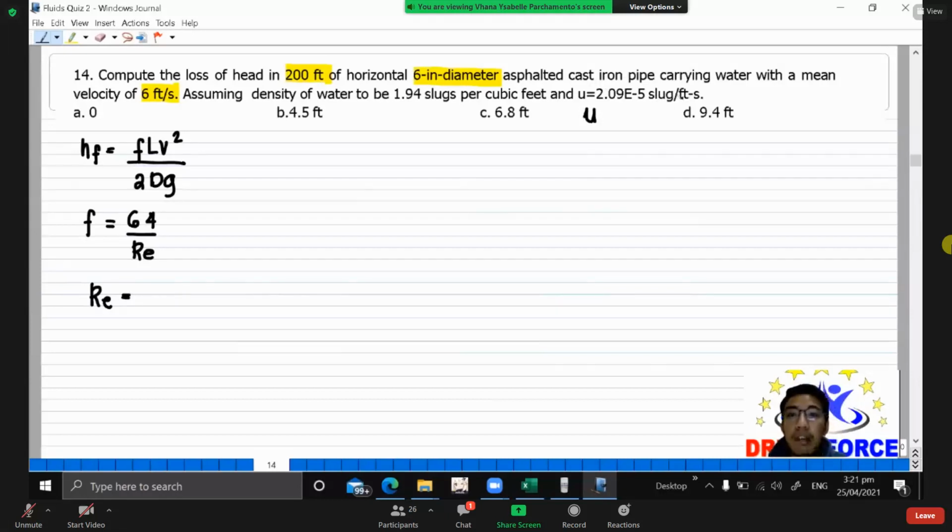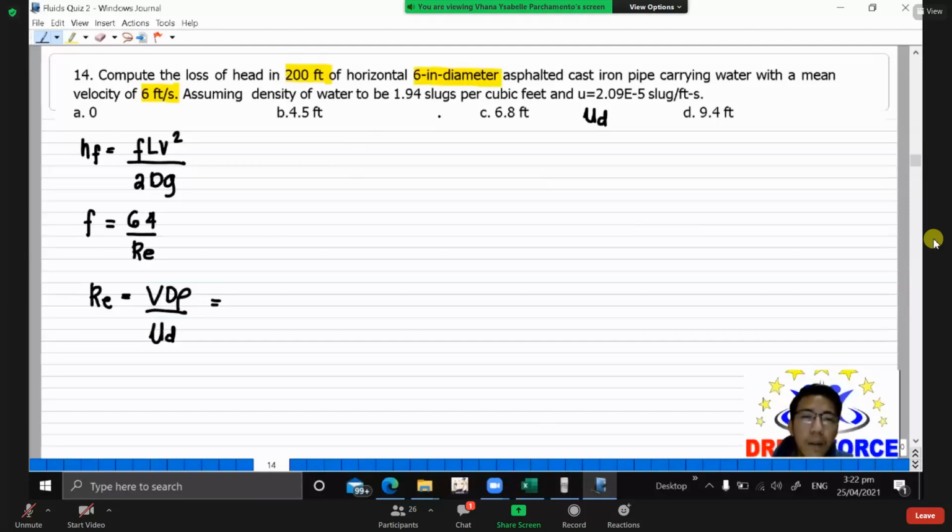Okay, based from your mu na given, yung mu natin, ang unit niya is slug per feet second. Anong mu ito? Okay, so pwede kong gamitin si mu sub D, dynamic viscosity. Okay, so ano ba yung formula natin for Reynolds number given yung mu sub D? Di ba V D rho over mu sub D?